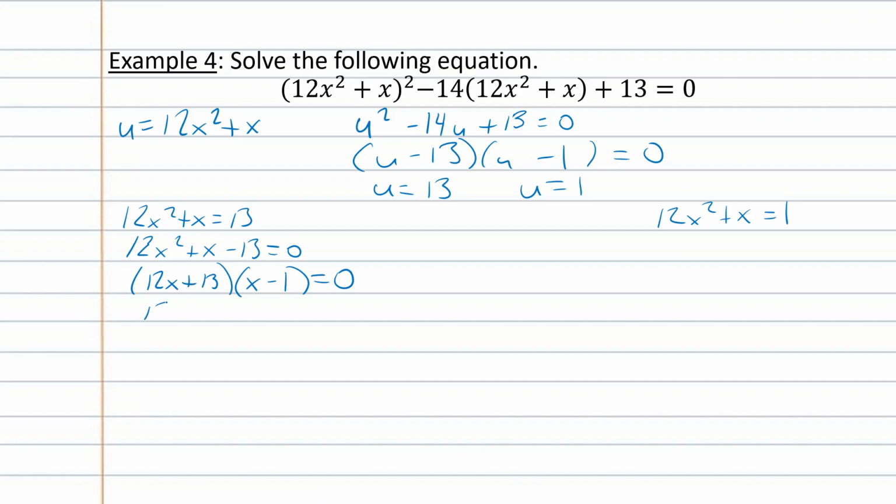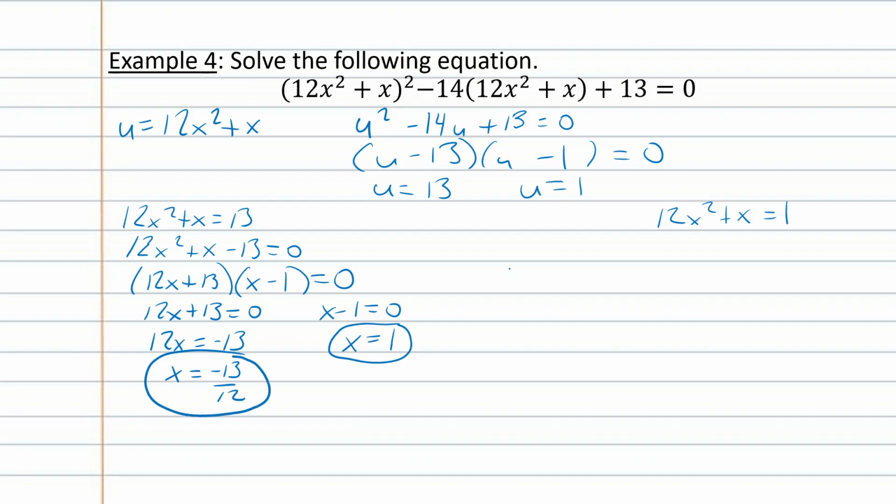Now, I can then set each of these terms equal to 0. I'm going to solve the one right here first. It's easy. One solution is x equals 1. The other solution, have to work out a little bit further. I've got 12x equals -13, so that x equals -13/12. There's solution number 2.